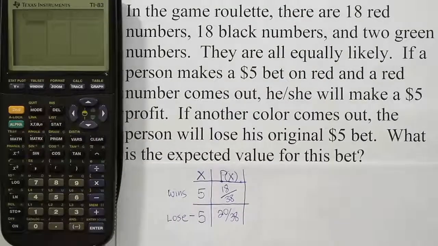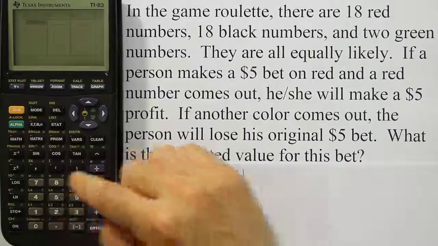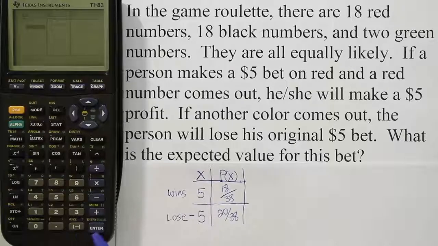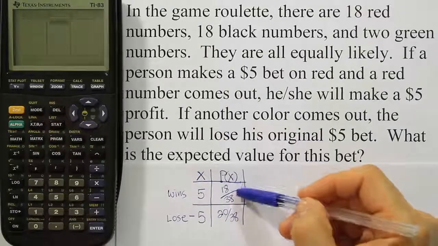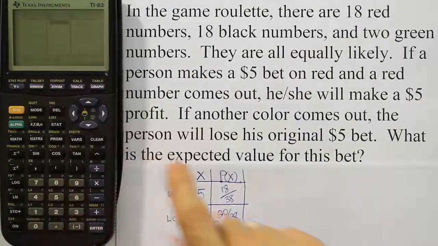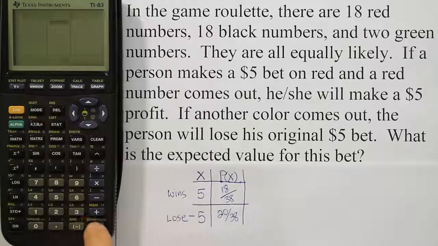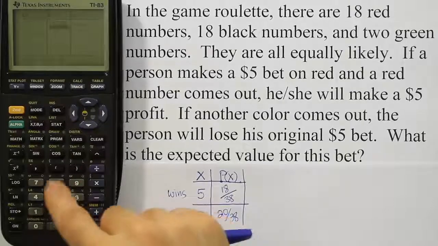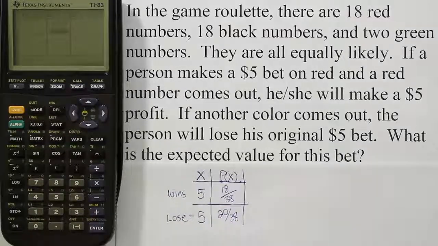Now in L1, you're going to enter this information, the 5 and the -5. So it'll be 5, enter, -5. The minus is the number sign here next to the keypad, not this minus, which is the subtract symbol. So use this minus: -5, enter. Once that's done, you're going to arrow over to L2 and type in these numbers. You can put them just as you see them: 18 divided by 38, press enter, and 20 divided by 38, press enter. Once that's in, you're good to go.